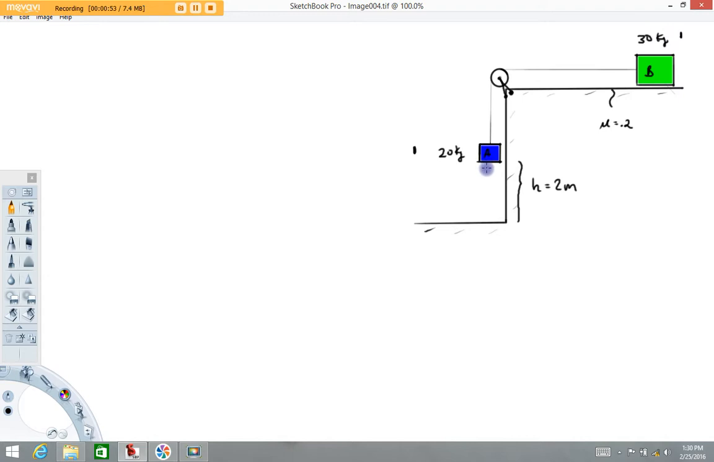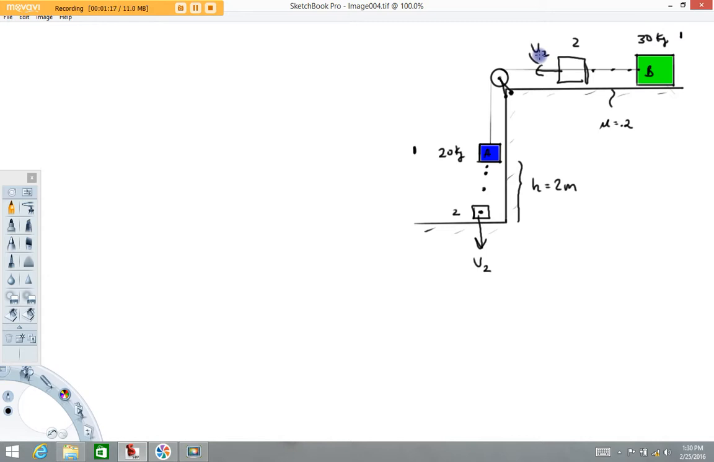Now I'm going to imagine mass A accelerating down. Here's a snapshot of it right before it hits the ground. I'm going to call that position 2. There's a velocity down equal to v2. Mass B is accelerating left, presumably. We'll triple check that here in a minute. Here's position 2 for mass B. It's moving to the left with some speed. I would call it v2.